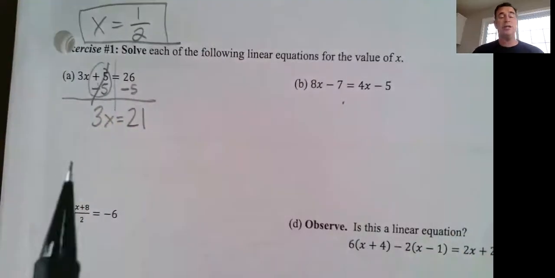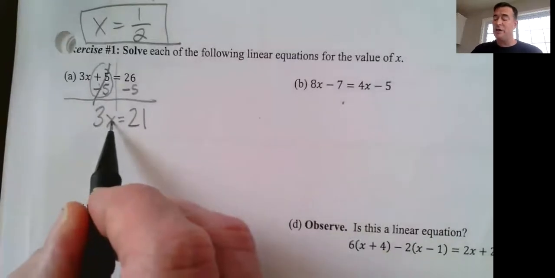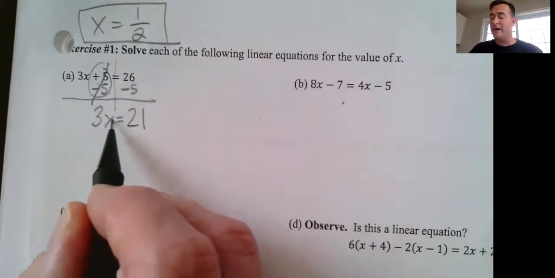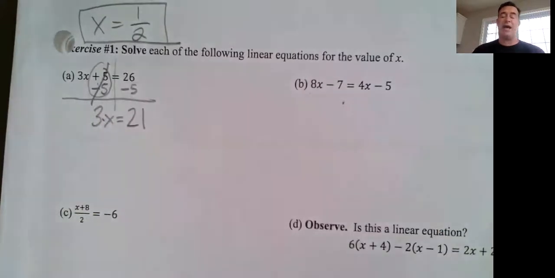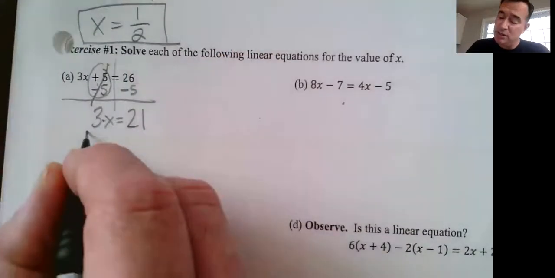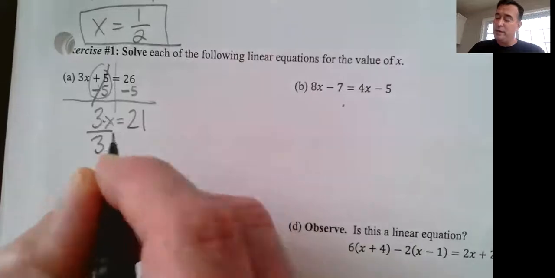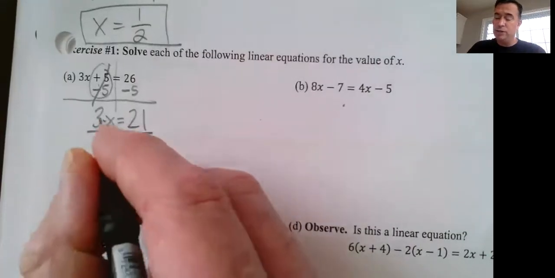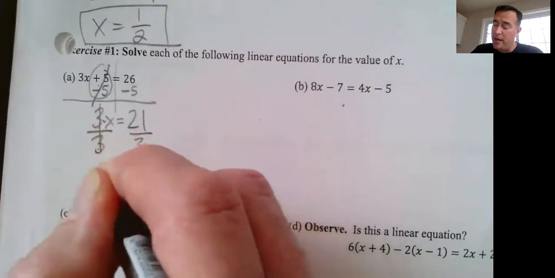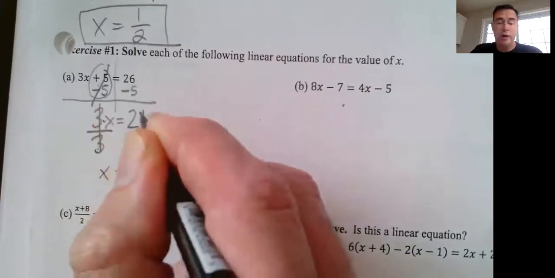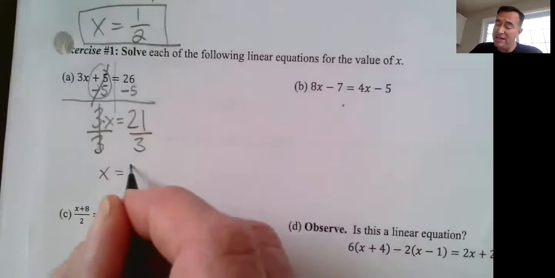The next thing that we need to do is see how we get that x by itself. Since this is 3 times x, to be able to cancel out that 3, I am going to have to do the inverse operation of multiplication. The opposite of multiplication is division. So I'm going to divide by 3 on both sides of this equation so that this will cancel out. 3 divided by 3 gives me 1x is equal to 21 divided by 3, which gives me 7.